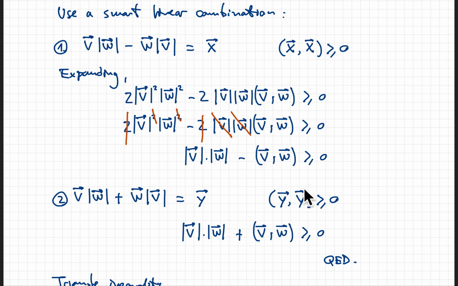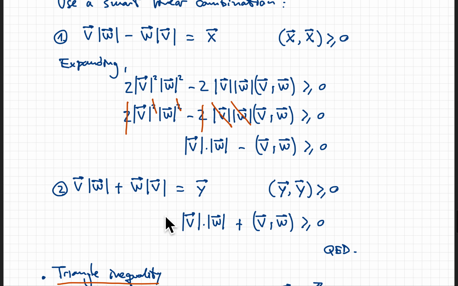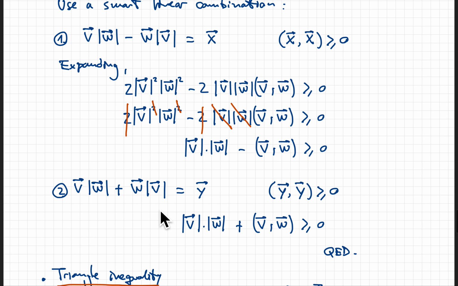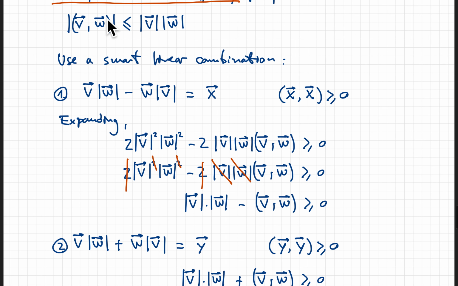Let's call it vector y, and so the inner product of y with y is greater or equal to 0. And then if you go ahead and carry out the same type of operation, you will obtain a very similar inequality, but with a plus sign. And so you can put this on the other side of the equation, and that shows what we wanted to prove. Okay, that shows that indeed the magnitude of the inner product of v with w is always less or equal than the product of the magnitudes of v and w.